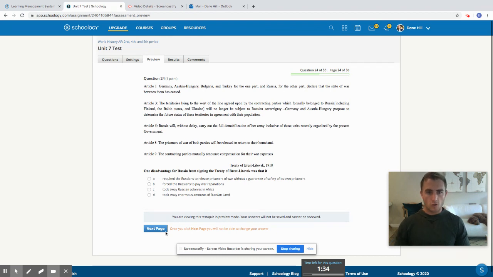Article 8, the prisoners of war of both parties will be released to return to their homeland. So, no, that's not right. Force the Russians to pay war reparations. Let's see on that one. Article 9, the contracting parties mutually renounce compensation for their war expenses, meaning neither one of us is paying anything. They took away Russian colonies in Africa. No, Russia didn't even have any colonies in Africa, and it's not mentioned in the stimulus. Yeah, correct answer is D, no doubt about it.